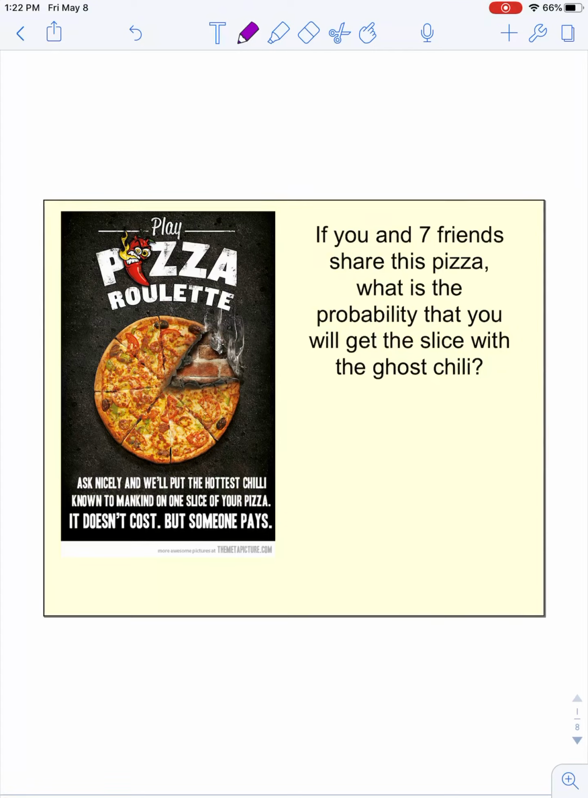Hello everyone, welcome back. Today we're going to cover our last lesson in chapter 11, 11.7, and it's on geometric probability. So here's kind of a fun little problem to introduce probability.